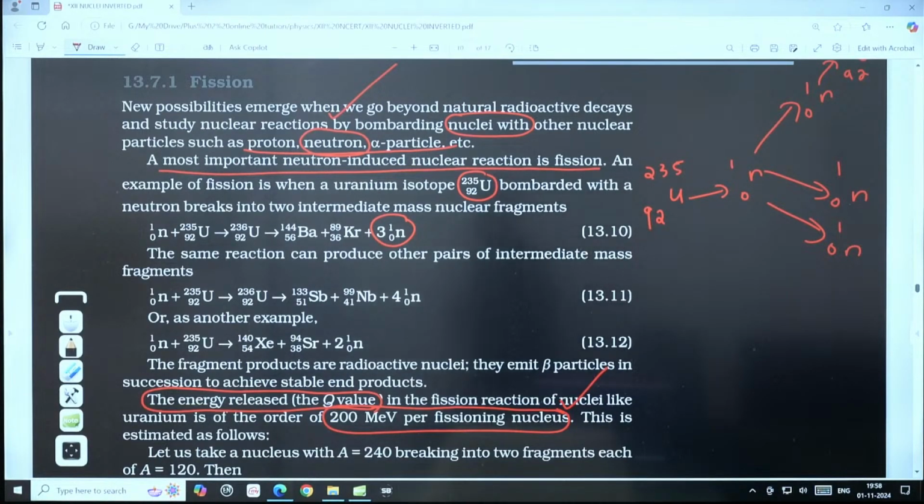Note those equations. How much energy is released per fissioning nucleus? 200 MeV. 200 MeV energy is released per fissioning nucleus.